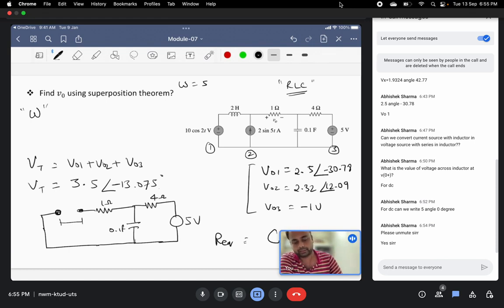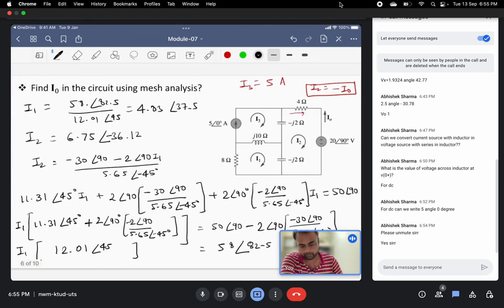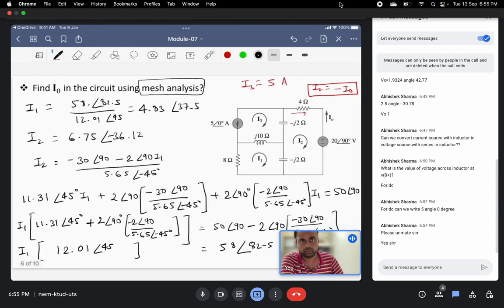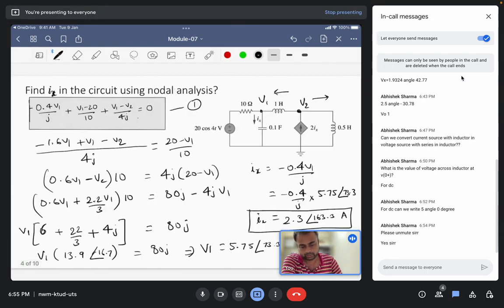In today's class we have solved using the superposition theorem. We also used mesh analysis, and in some cases we used nodal analysis. So this was mesh analysis, and we also used nodal analysis.